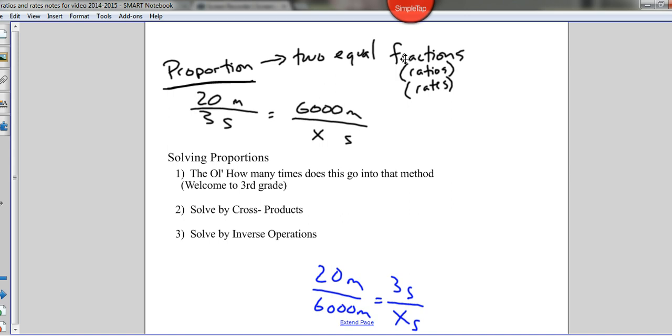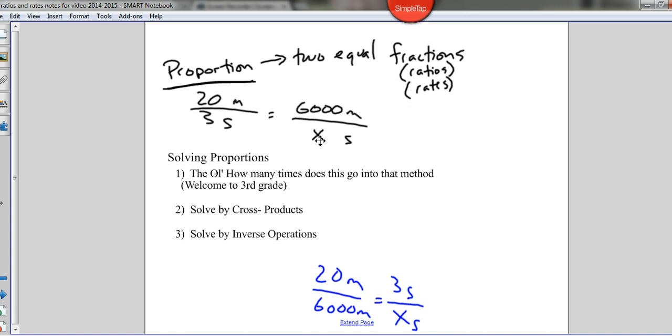For solving proportions, and you've been doing this for quite some time, method one is probably what you did in third grade, and I call it the old "how many times does this go into that" method. Up top here, we've got 20 meters in 3 seconds. So how long will it take me to go 6,000 meters? Well, 20 goes into 6,000, what is it, 300 times? That's not right. 30 times? 20 times 30 would be 600, so 6,000. So 300 times, then I would do 3 times 300 to get x of 900 seconds.